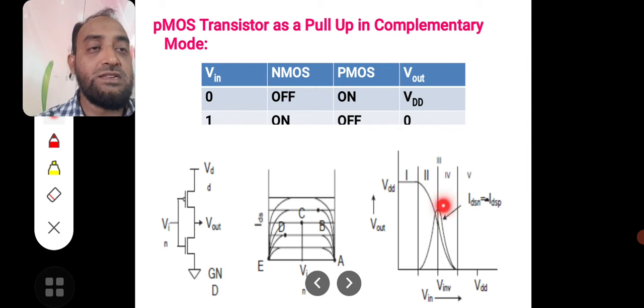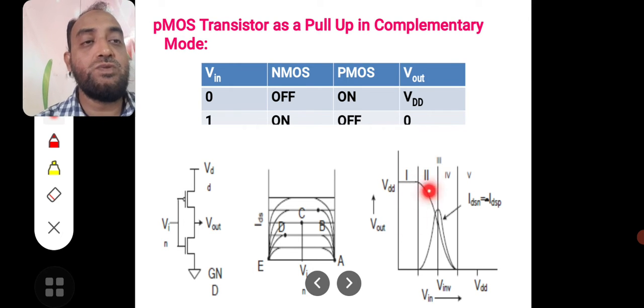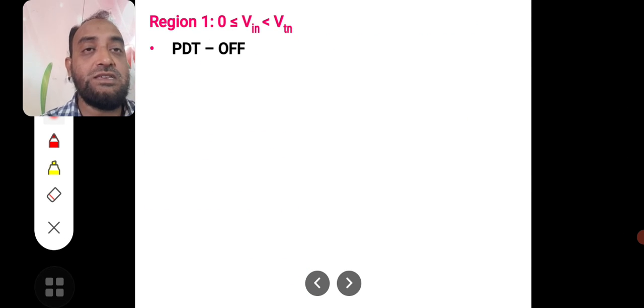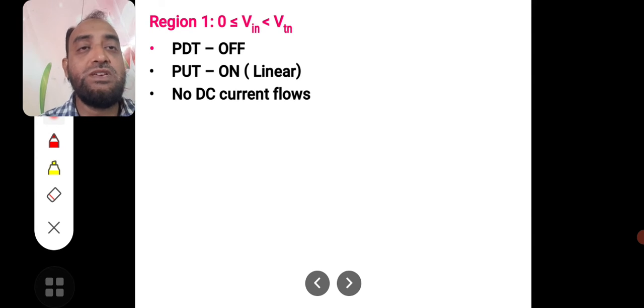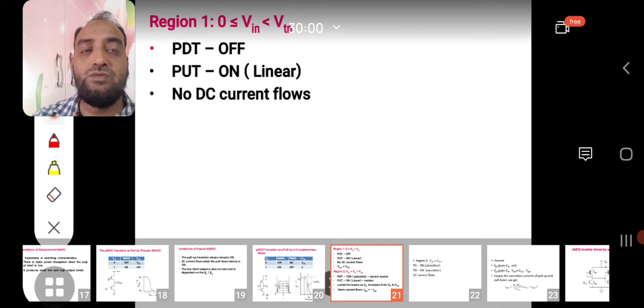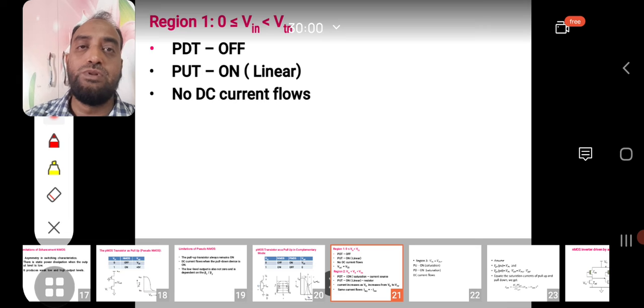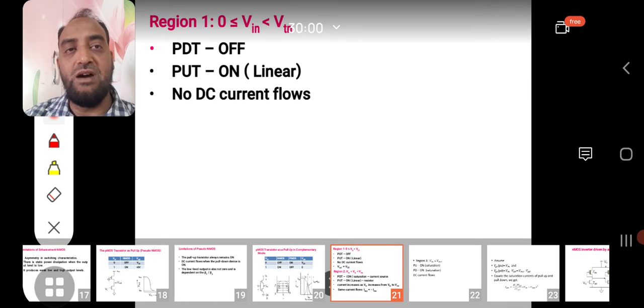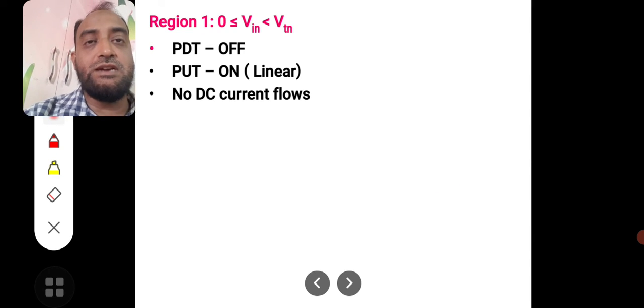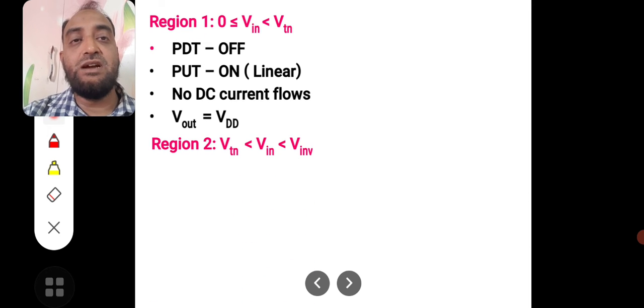Now the whole transfer characteristic curve is divided into 5 regions, 1, 2, 3, 4, 5. During region 1, the pull up device will be on and the pull down device will be off. So in that condition, what happens? Let us see. Region 1, when the input is from 0 to less than VT, less than the threshold voltage, then the pull down transistor will be off and the pull up transistor will be on. On means in linear region. So no DC current or static current flows in this region, and the output voltage is VDD.